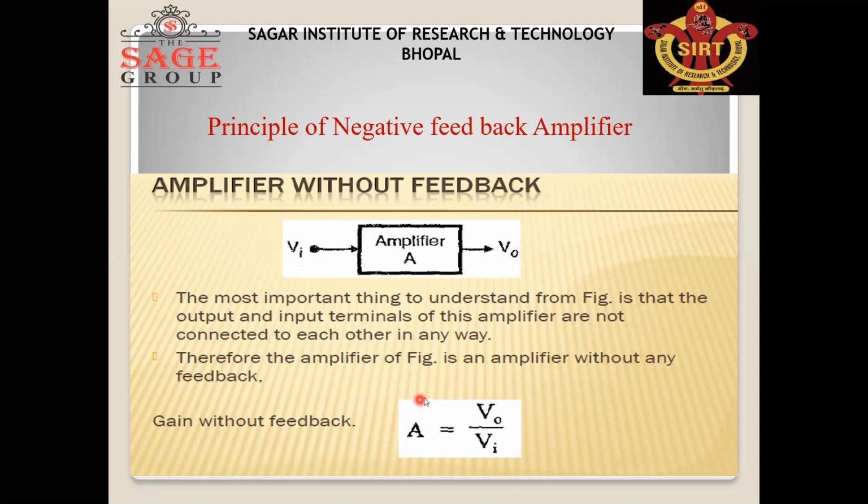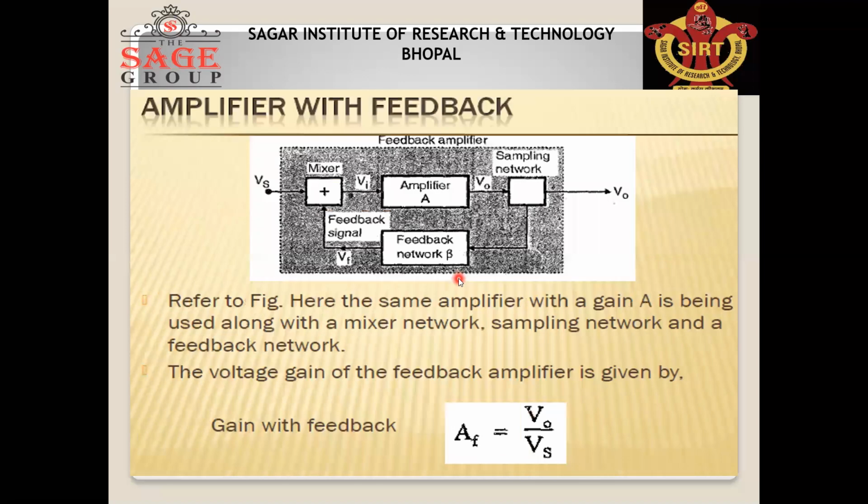This gain of an amplifier without feedback is also known as open loop gain, because there is no loop between the input and output. Whereas, what happens if we apply feedback with the amplifier? In this diagram you can see that this is the amplifier and this is the feedback network. We take some part of the output through sampling and connect it to the input through the feedback network by the help of a mixer.